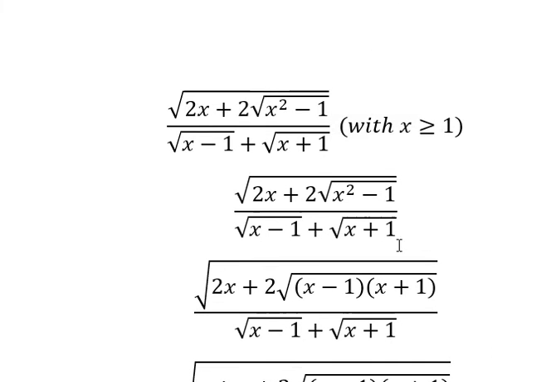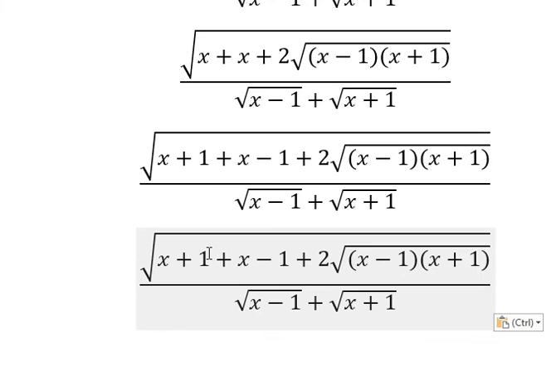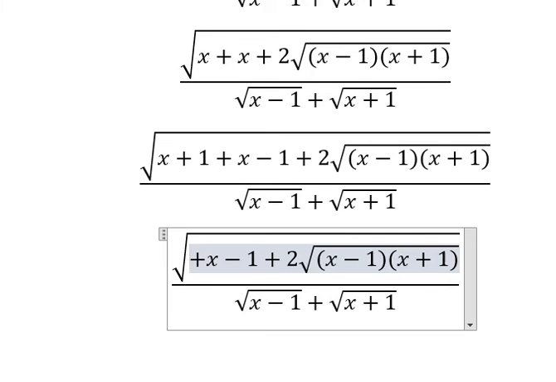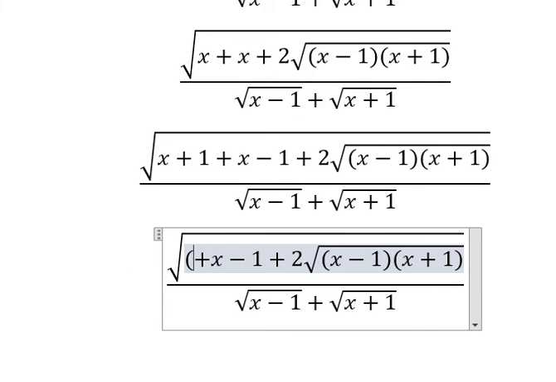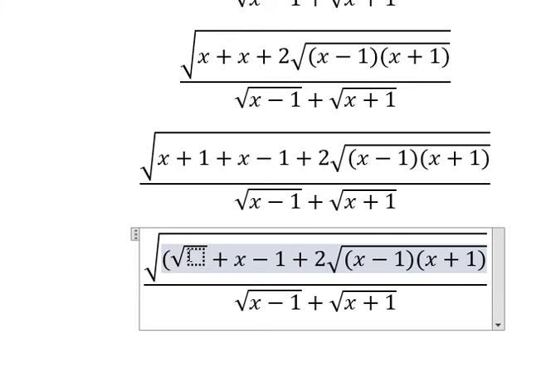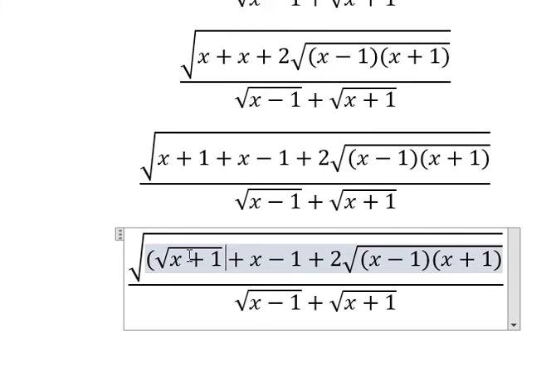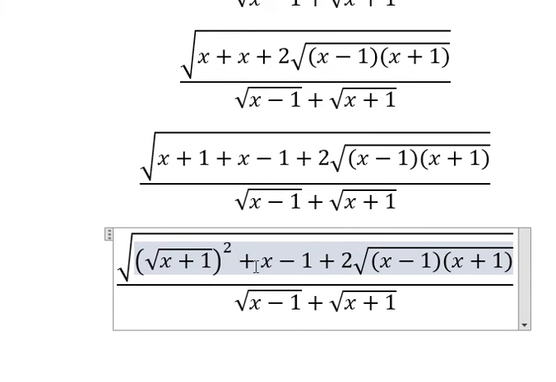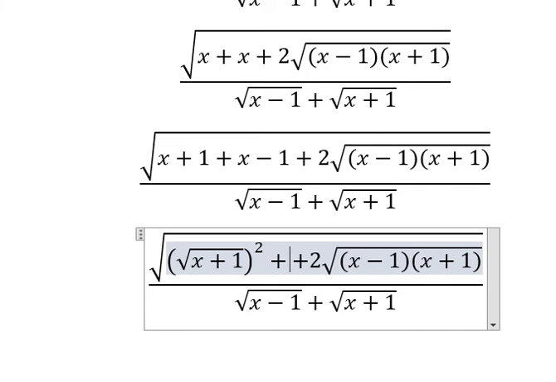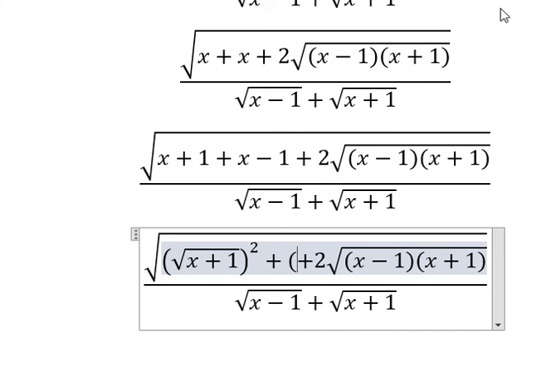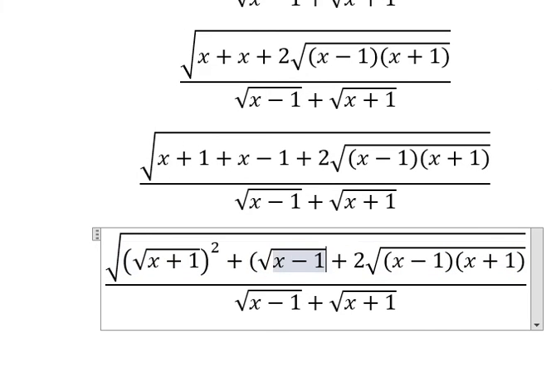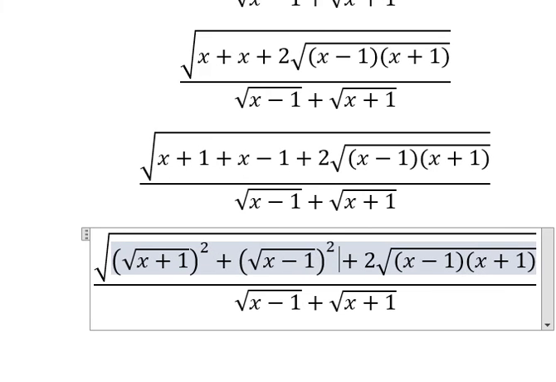Next, because s is greater than or equal to 1, in this situation I can put the square root of s plus 1, everything to the power of 2. Similarly for this one, I can put the square root of s minus 1, everything to the power of 2.